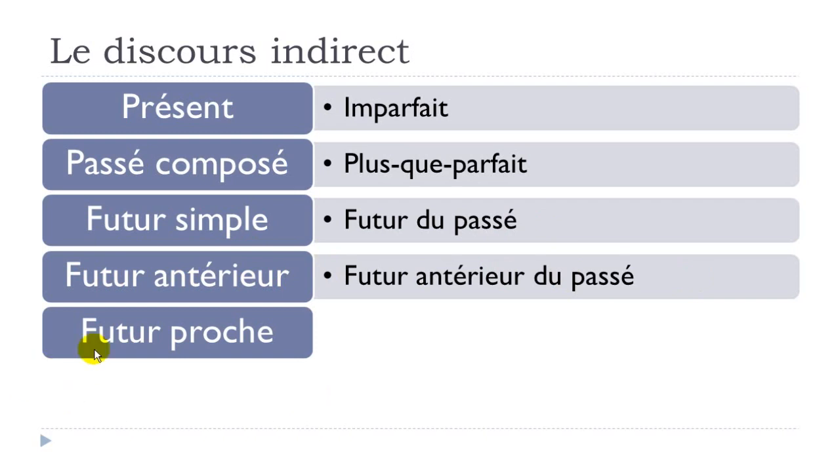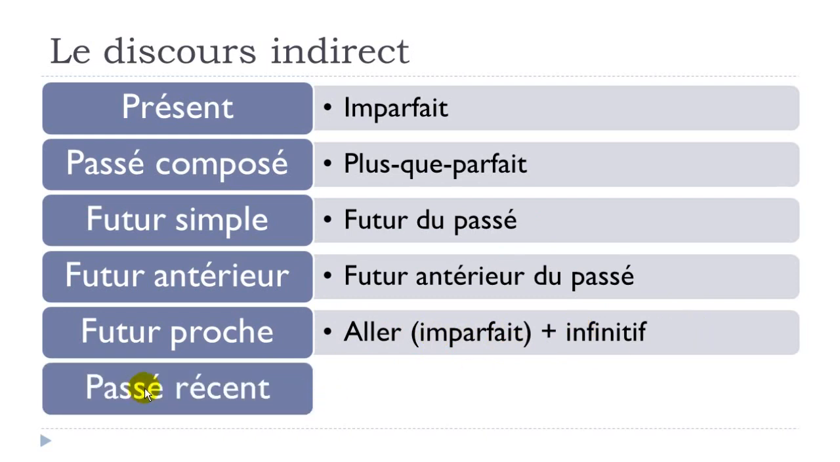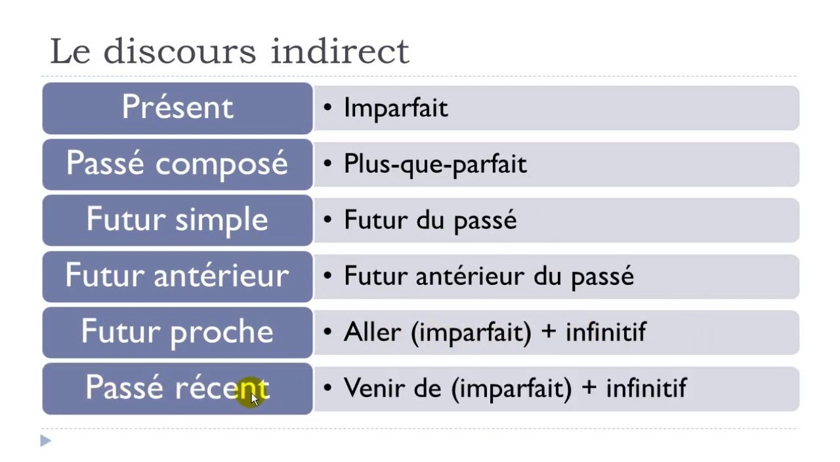If you've got futur proche, it will become, like le futur proche, but the only thing that you've got to modify is aller. You should put this verb at the imparfait, and then the rest of the structure. If you've got the passé récent, then like we had for the futur proche, the only thing you will have to modify is the verb venir, and you should put that at the imparfait form. Then don't forget the preposition de and your infinitive after.